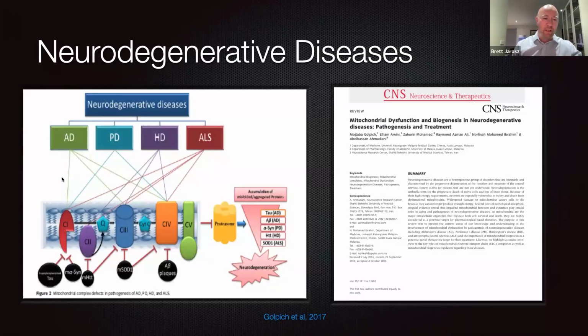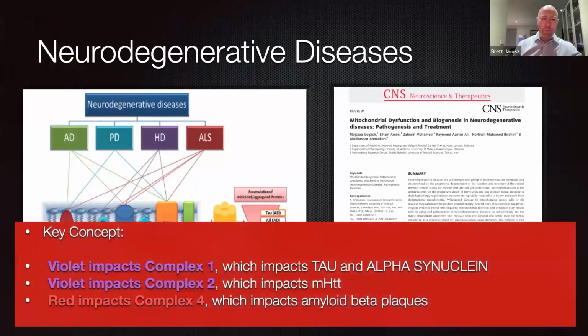But we can see that complex 1 is involved in pretty much all of them, with the exception of Huntington's disease. So again, complex 1 impacts the tau and alpha-synuclein. Complex 2 and violet impacts the mutant Huntington gene. And then red impacts complex 4, which is your amyloid beta plaque component, again, based on this particular literature article on neurodegenerative diseases.